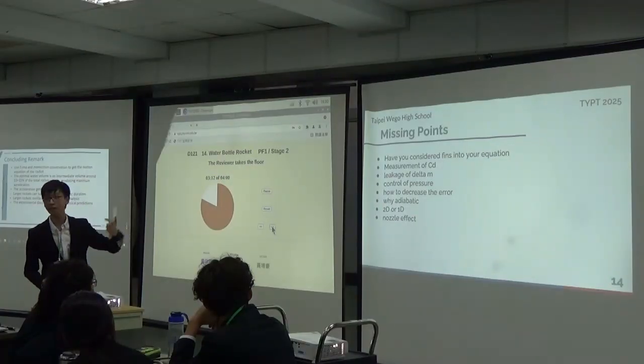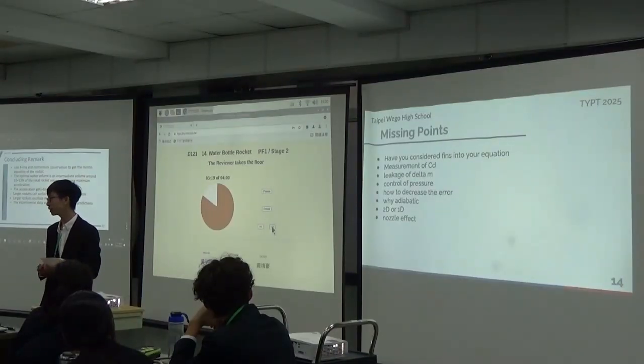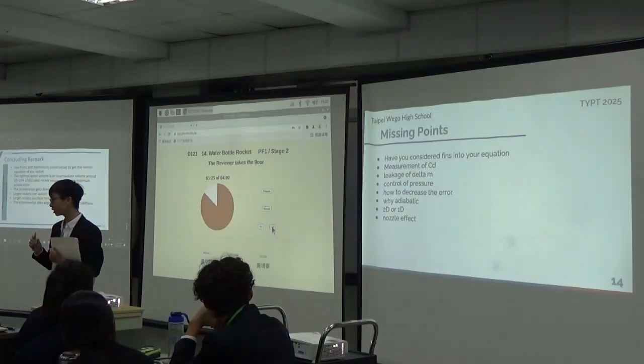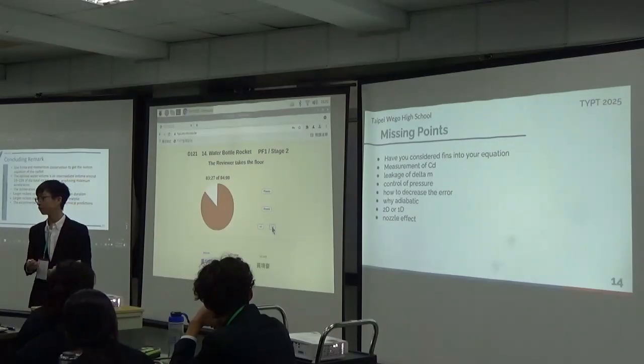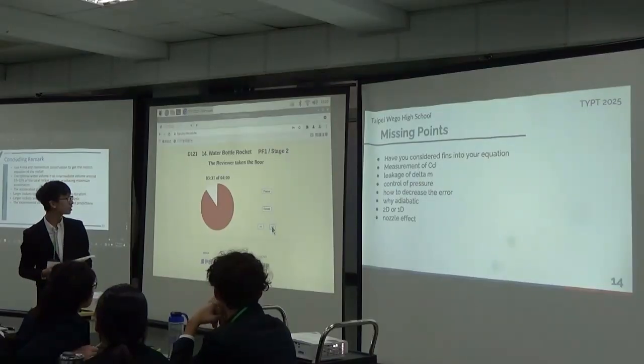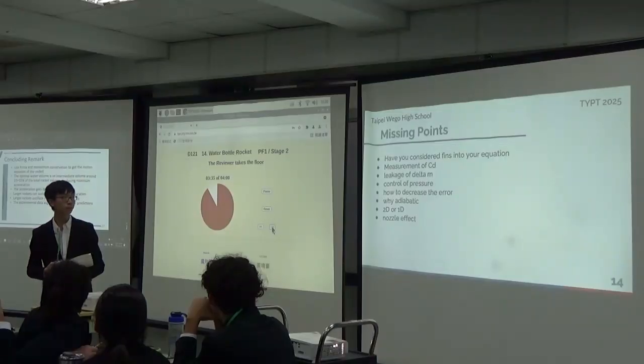And the leakage of delta M, as I asked in the overall cross, and then the control of pressure, which definitely needs revision because you changed the volume of the water. However, you did not control the precise amount of pressure put into the rocket bottle. Next, the opponent asks about the error, which I completely agree with, and the reporter should definitely improve on that.